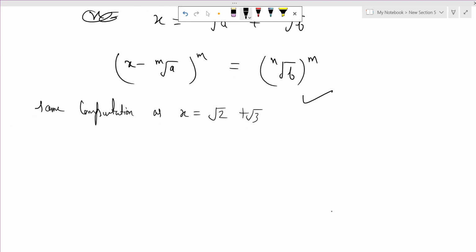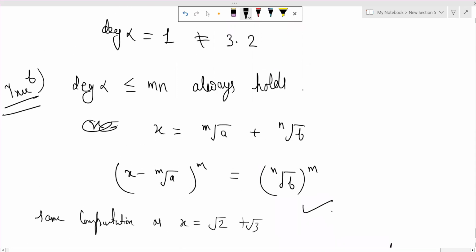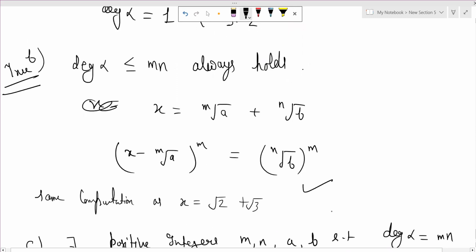So the next option says there exist positive integers m and n, and a, b, such that the degree of alpha is mn. Tell me, is this true or not? True, sir. Yeah, this one is already true, right? If b is true, then c must not be true, right? This can be strictly less than.